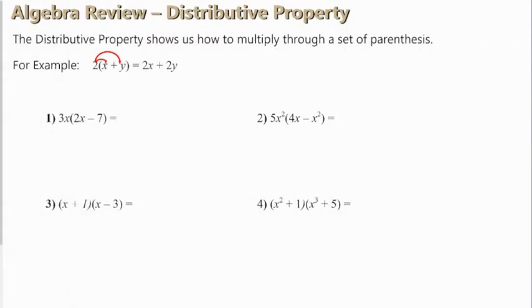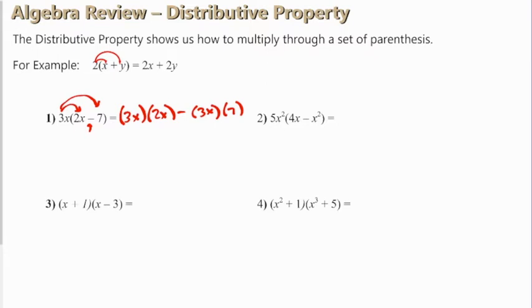So next we want to look at the distributive property with a little more detail. And we see up in the top here, the distributive property shows us how to multiply through a set of parentheses. And you see they're taking this 2 and they're distributing it over both variables, and we get 2x plus 2y. So we can do that here with number 1. We can take this 3x and distribute it over both variables. So we have 3x times 2x, and then there's a minus in between, so minus and then 3x times 7.